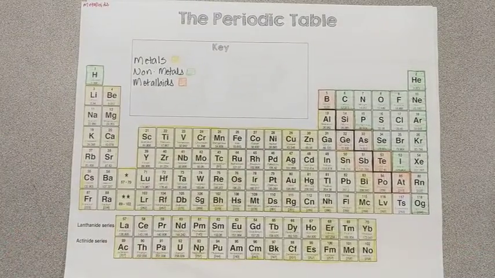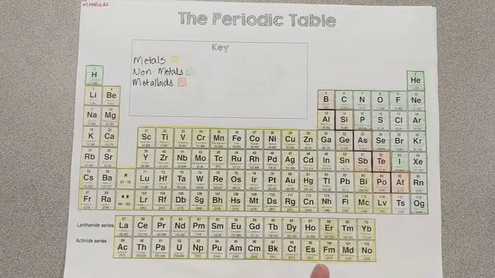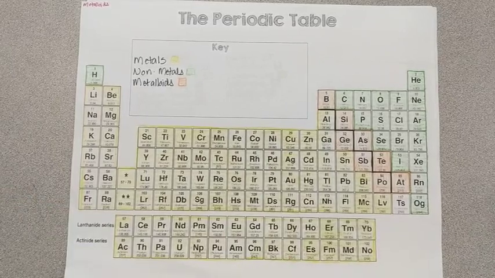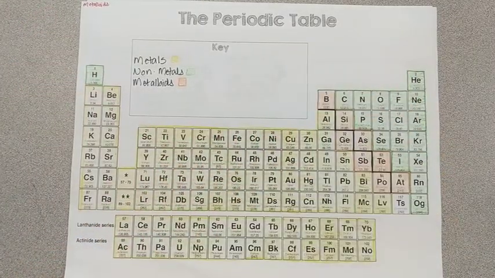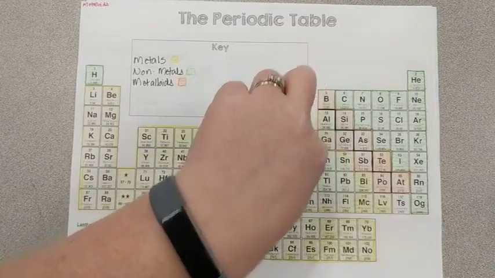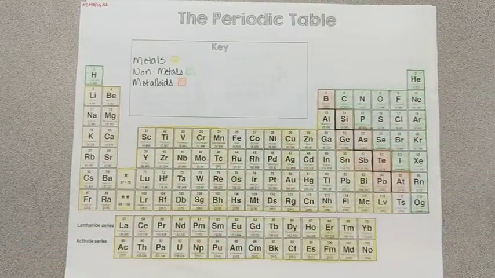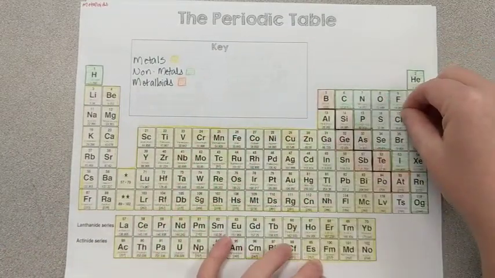So, everything on here that's in yellow is a metal. So you're going to see that the vast majority of our elements are metals. So you're going to color those yellow. That's going to include the lanthanides and the actinides at the bottom. Our non-metals are hydrogen, and everything on the right-hand side of our zigzag here. You're going to outline your zigzag in black, and that's going to show us where the metals and non-metals separate.